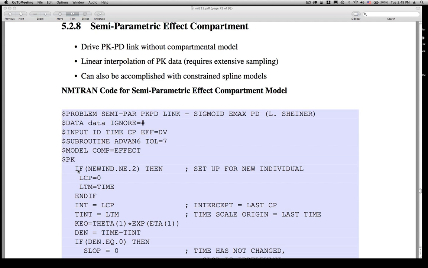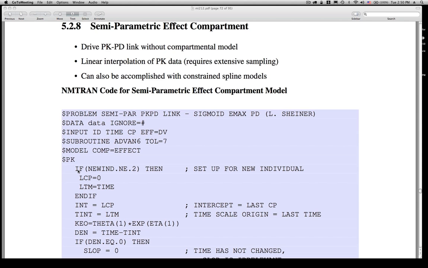And there's a little bit of condition setting first. So new ind not equal to, that's the first row for each individual. Remember the way NMTran works and NONMEM is that at every data record, the control stream is called and predictions are made. So if it's the first data record for a new individual, this block will get executed.